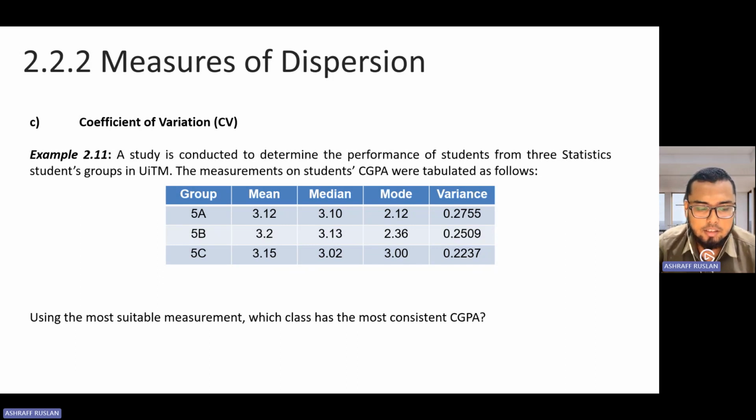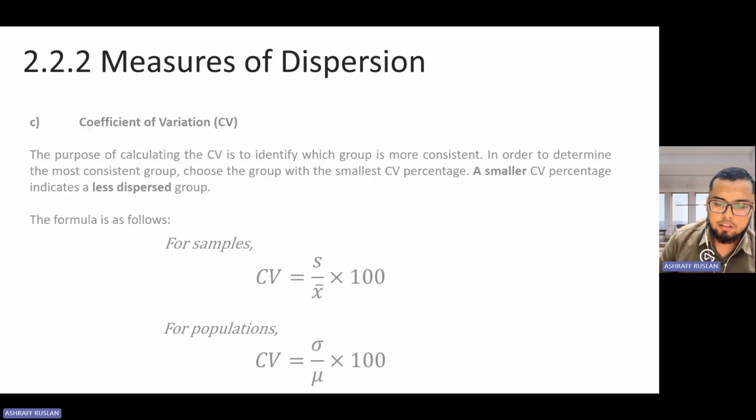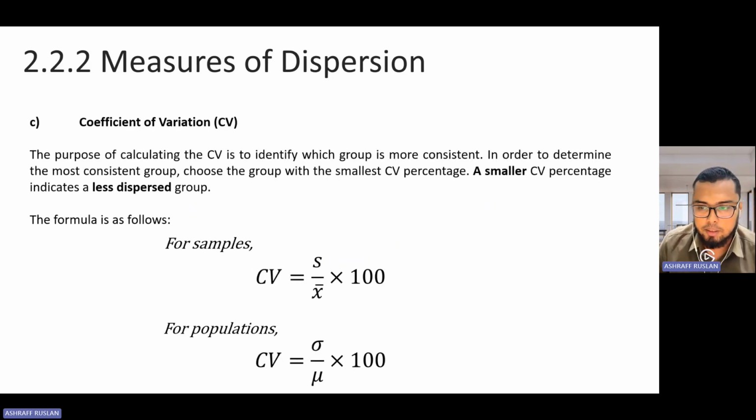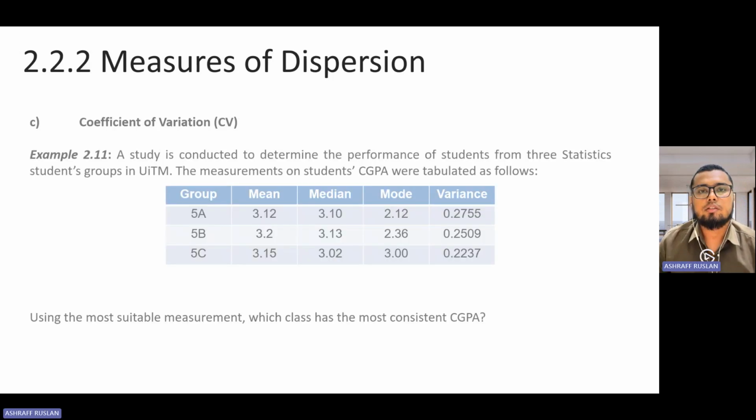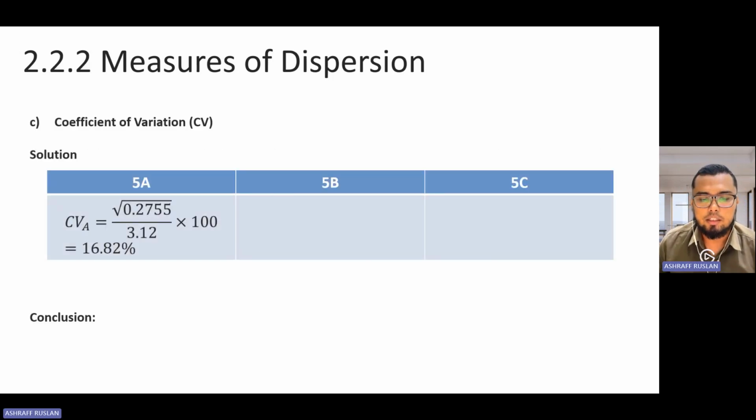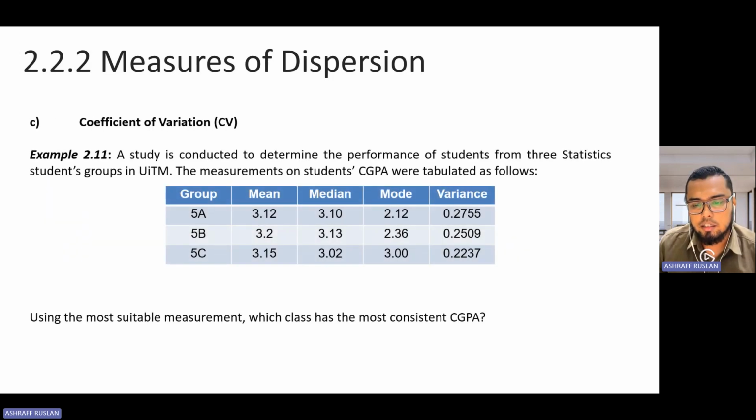The question asks, using the most suitable measurement, which class has the most consistent? Bila sebut consistent, kat sini kita sebenarnya nak cari coefficient of variation. So, formula yang terlibat kalau kita recall balik adalah standard deviation and mean. So, kalau standard deviation and mean telah diberikan untuk 5A, standard deviation-nya ada tak? Tak ada. Diberikan adalah variance.